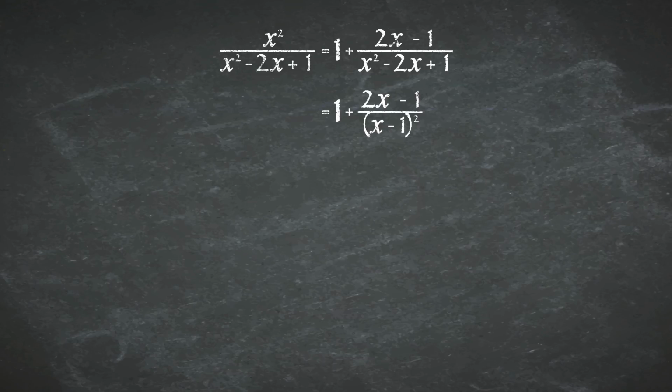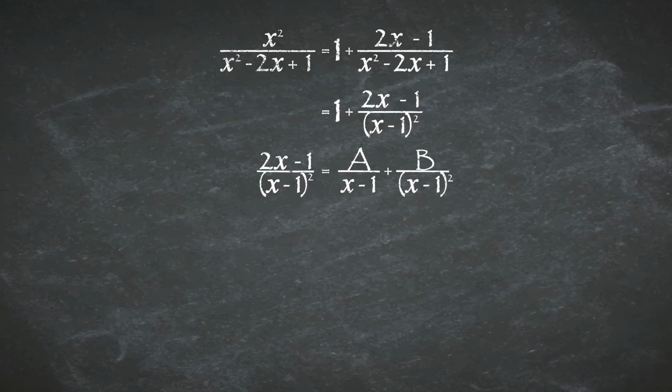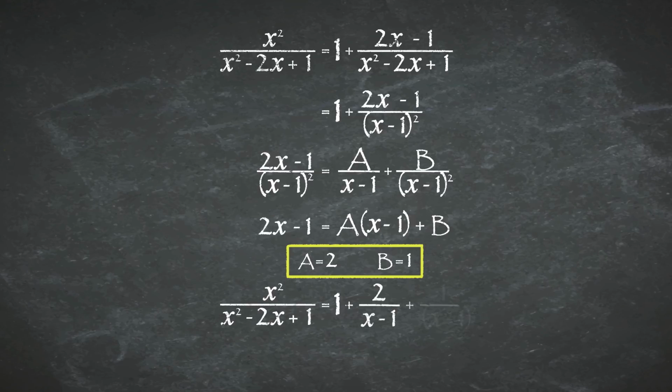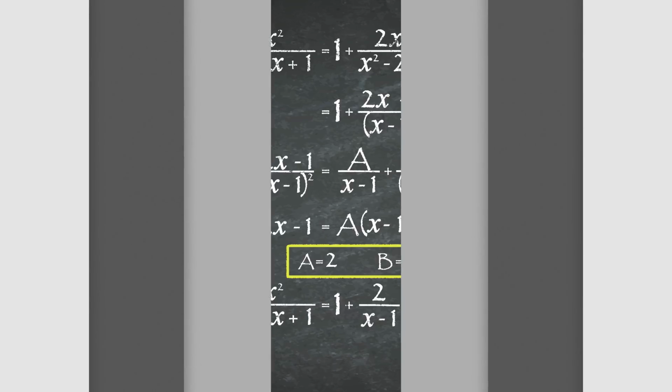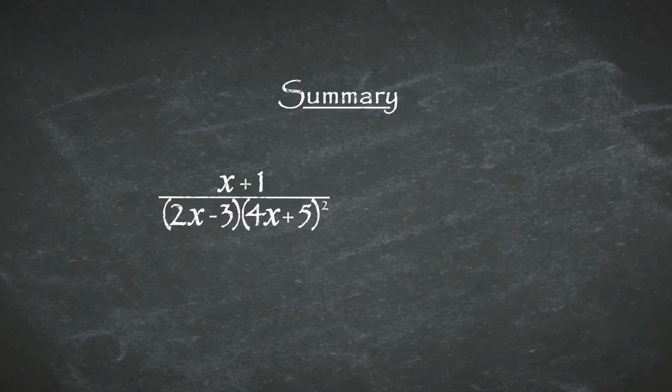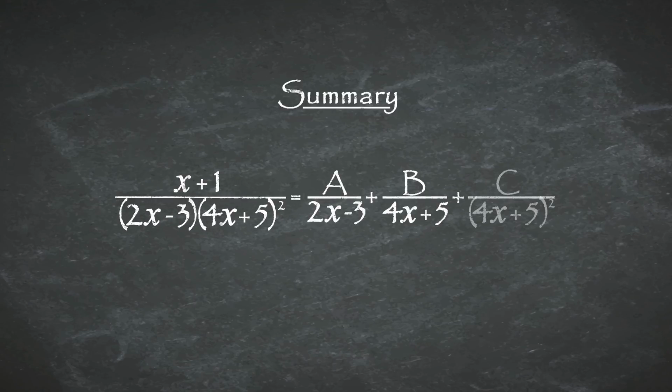As seen previously, the partial fractions are of this form. Once again, we can equate the numerator and find a and b. Finally, our single fraction is expressed in partial fractions like this. Let's summarize. For a proper fraction with a repeated linear factor in its denominator, its partial fractions would be of this form.